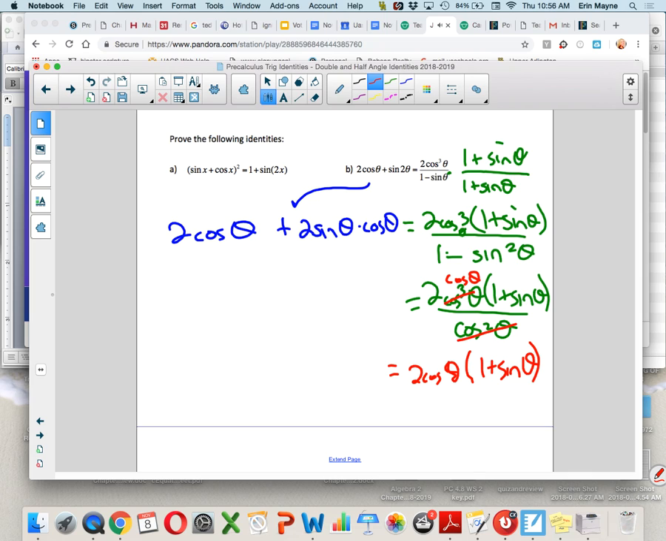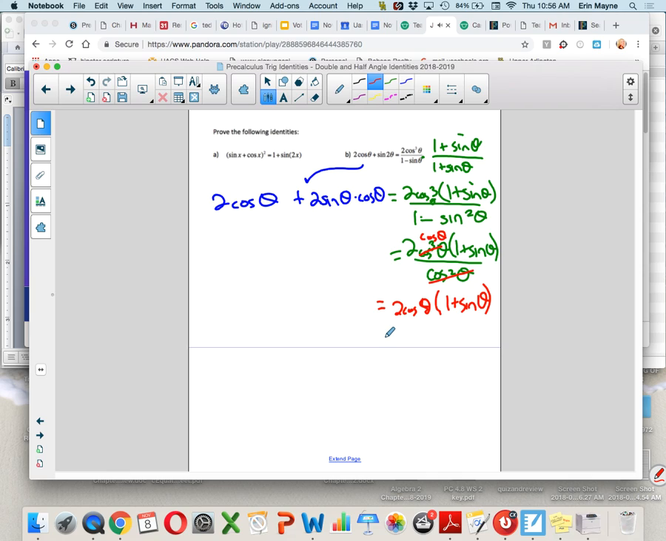Now I am close. I'm 2 lines away. Now what? I have to at least see, you agree I'm at least closer to the left-hand side than I was before? Yeah. Okay, so now what? John. Distribute. So I have 2 cosine theta plus 2 cosine sine. Now, to Jesse's point, this is not in here, but technically what have I just proven?